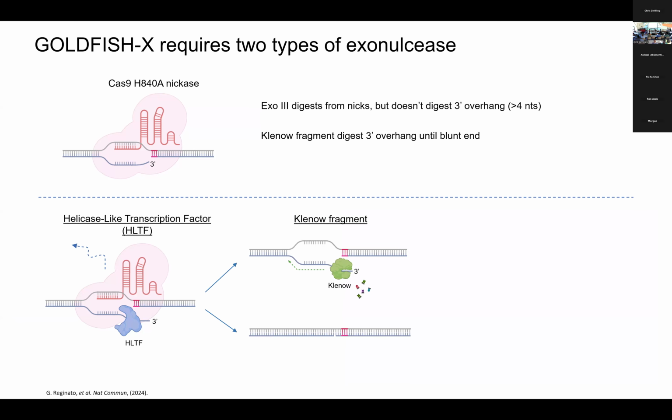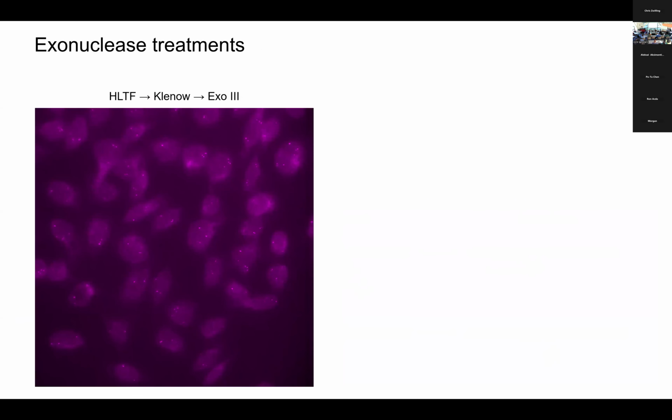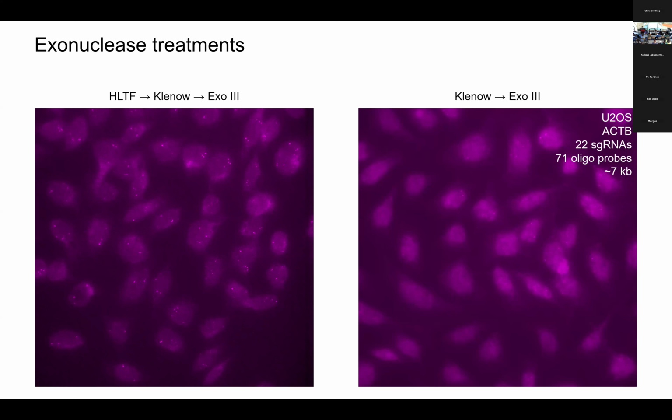So we thought, if before the exonuclease treatment we insert a step where we use Klenow fragment to digest the 3' overhang, then we might get better signal. And it worked out pretty well. After the sequential treatment with these three different proteins, we finally see good DNA FISH spots. As a control, if we don't use HLTF, we don't see good DNA FISH signal.